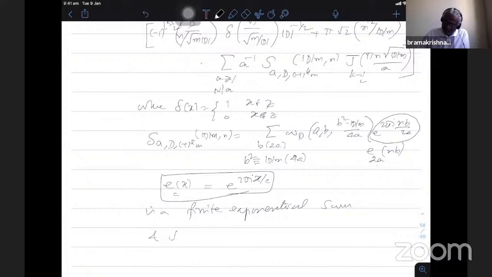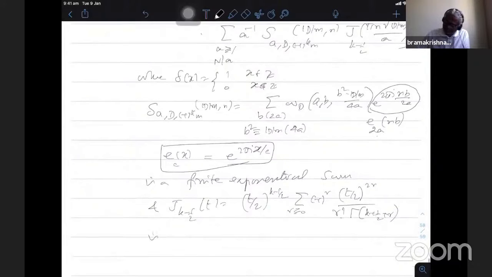And J_{k-1/2}(t) is given by (t/2)^{k-1/2} times the summation over r greater than or equal to 0 of (-1)^r (t/2)^{2r} divided by r! Gamma(k + 1/2 + r). This is the Bessel function of order k minus 1/2.